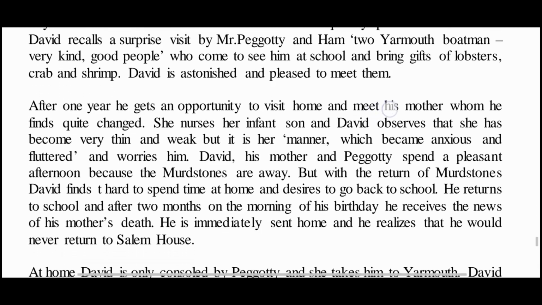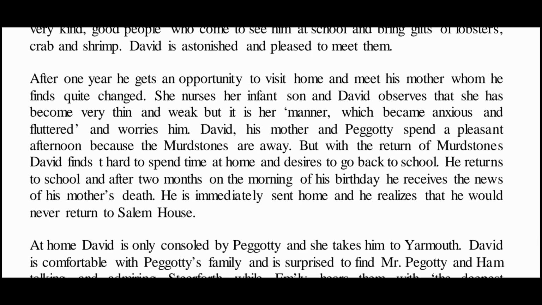After 1 year, he gets an opportunity to visit home and meet his mother, whom he finds quite changed. She nurses her infant son, and David observes that she has become very thin and weak. But it is her manner, which became anxious and fluttered, that worries him. David, his mother, and Peggotty spend a pleasant afternoon because the Murdstones are away. But with the return of the Murdstones, David finds it hard to spend time at home and desires to go back to school.